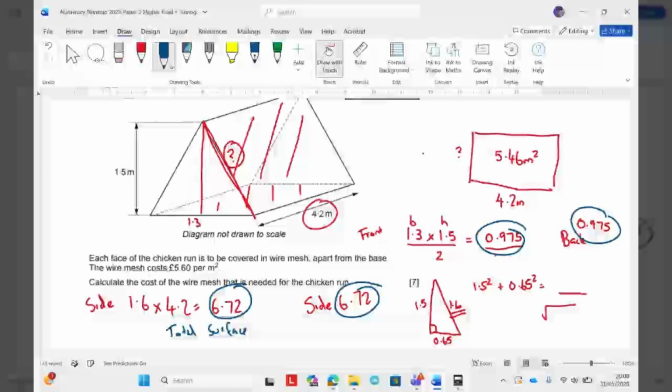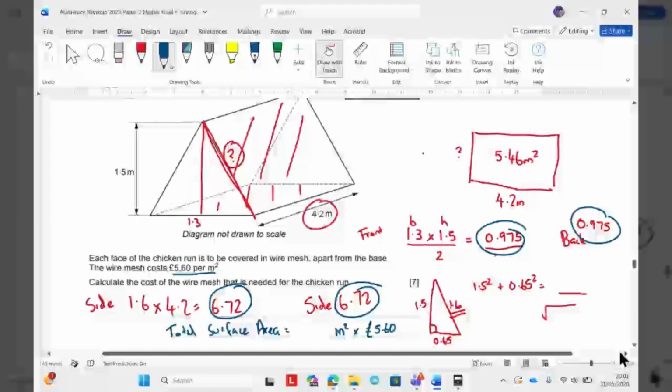This area, right? And then we're told that it's £5.60 per metre squared. So this answer will be in metres squared, and we need to times that then by £5.60 to get the cost of the meshing.